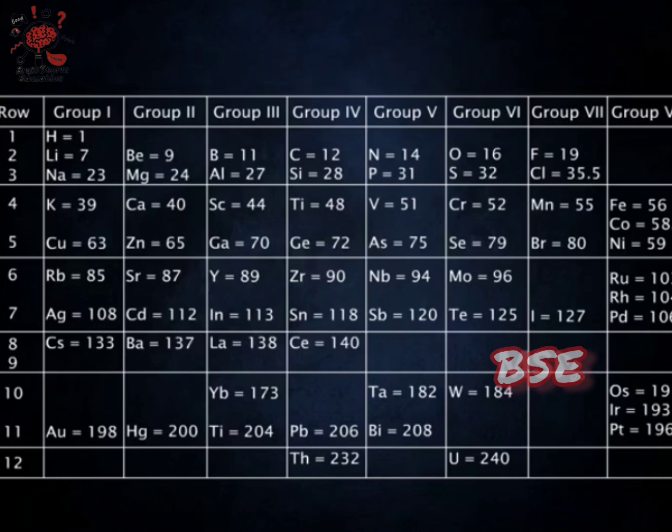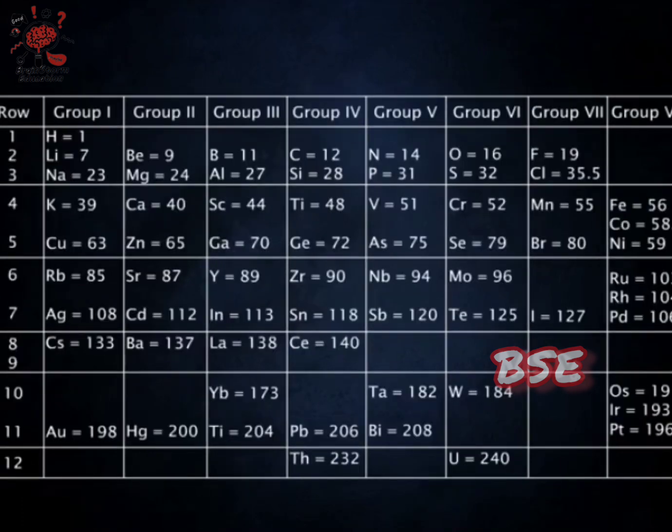For example, when an element did not seem to fit into its expected position in a group, he left an empty space in the table. He could predict the properties of a few elements, and later on, when these elements were actually discovered, there was a remarkable similarity in the observed properties and those predicted by Mendeleev.